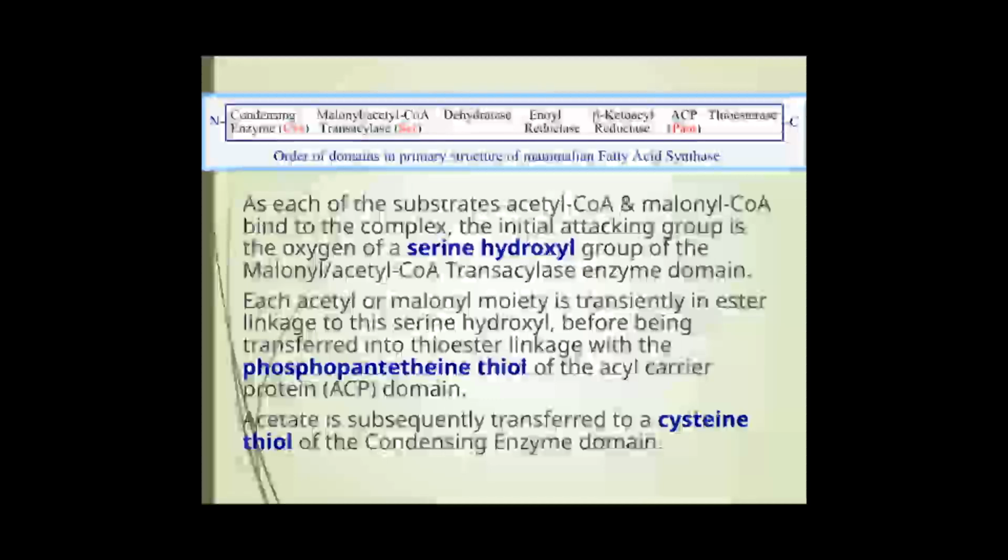Now let's look at the condensation reaction, which is step 3 in this process.